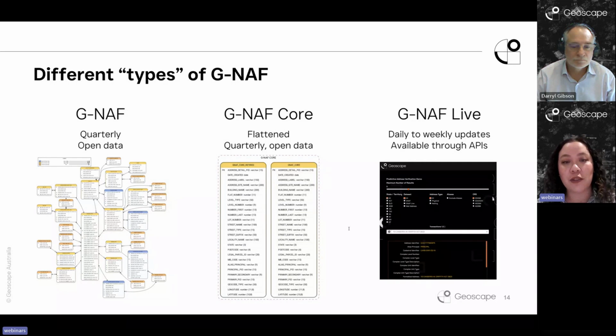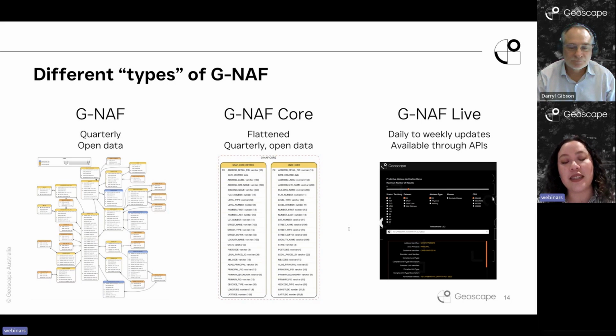And over those 20 years of use, we've been hearing a lot of feedback from users around complexities and challenges with using G-NAF, because it is quite a complex and large data set. And so, of course, we listened to that, and as a result, we created G-NAF Core. G-NAF Core is a flattened version of G-NAF. It still has the exact same number of addresses in the data set, so it's equally as complete as the original G-NAF product.